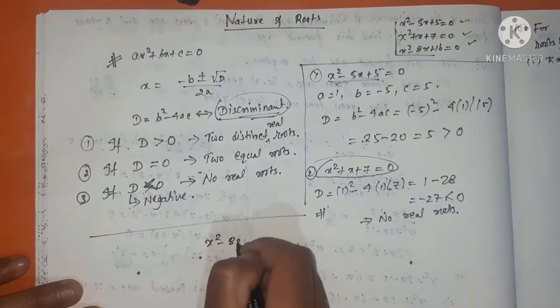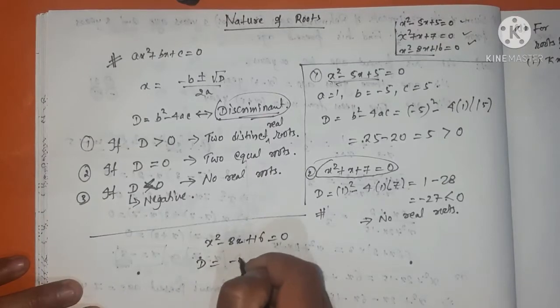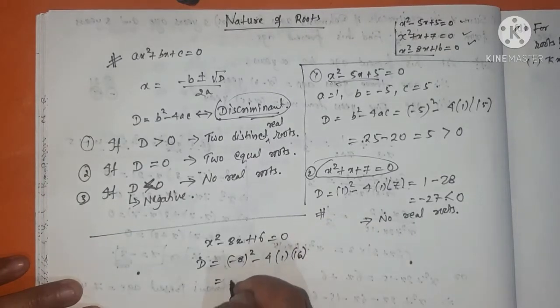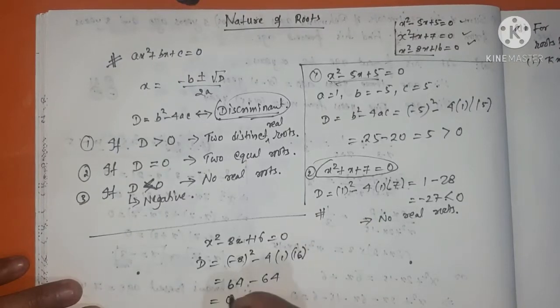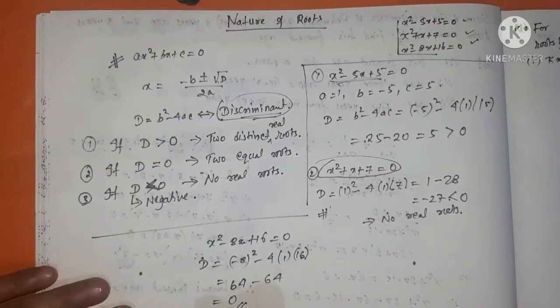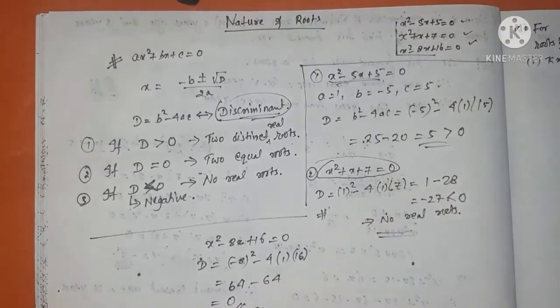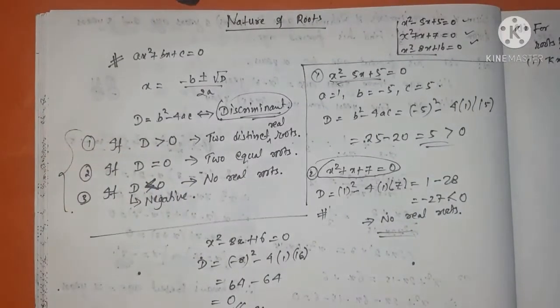Now, the last question is, we have one more equation there. x square minus 8x plus 16 equals 0. Then what will be d? Minus 8 square, that is b square, minus 4 into a is 1, c is 16, right? So minus 8 square is 64. Minus 4 into 16 is 64. So d is 0. In this case, they have equal roots. So these are the different situations where we can comment on the nature of the roots on the basis of the sign of this discriminant d.